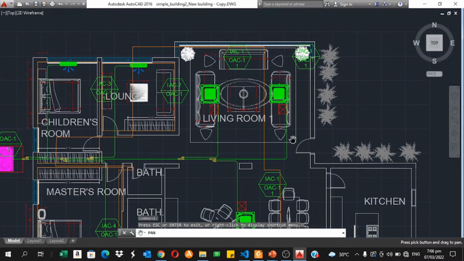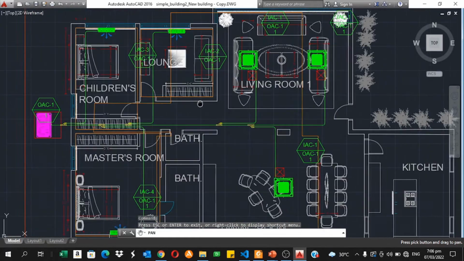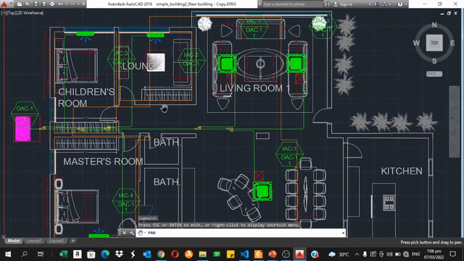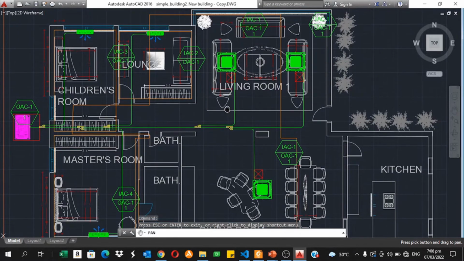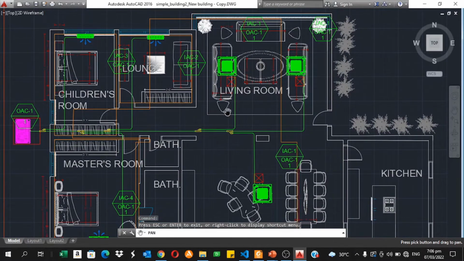I deliberately removed the equipment schedule so you cannot see the capacities of the indoor units and the outdoor units in this drawing, but you'll see them in the tree diagram that I'm going to show you later. So this is the drawing we're going to work with. What I'm going to do next is draw the tree diagram that will show how the pipes are routed from the outdoor units to the last indoor units here in the living room.